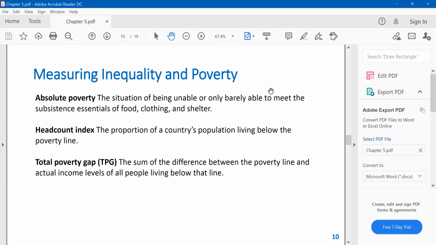Then we have this definition of total poverty gap. So the sum of the differences between the poverty line and actual income levels of all people living below that line, right? So that gives you how serious poverty is as a problem, right? Because that gives you the total measure, all right? So the headcount index gives you just how many people or what portion of society is below the line. But then if you look at the actual income levels and make this calculation, then you have the total poverty gap in the society. Okay.